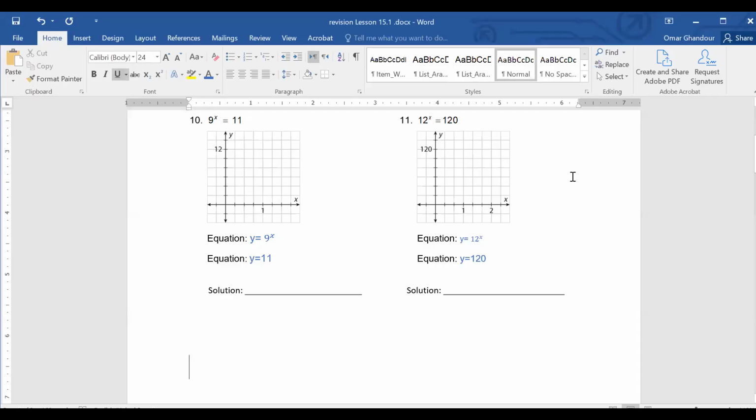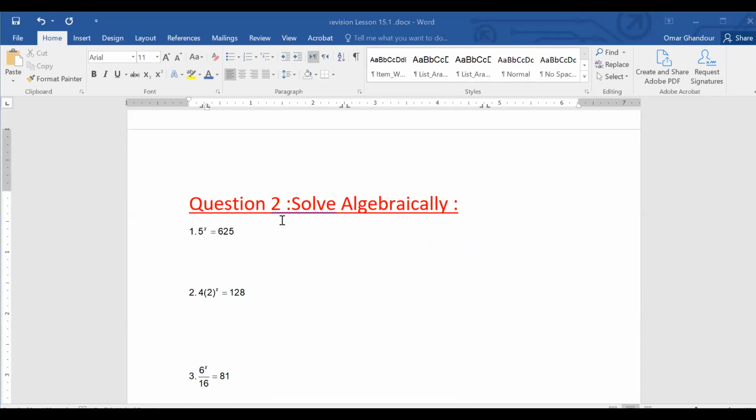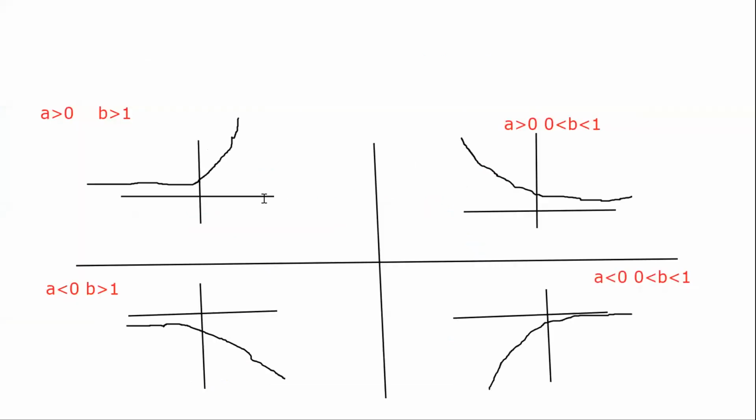Okay, let's go to the second part, which was solving algebraically. Algebraically was much, much, much easier. In solving algebraically, we used the meaning or the definition, you can use it using the book. It was already written in the book, so we can use the book already.